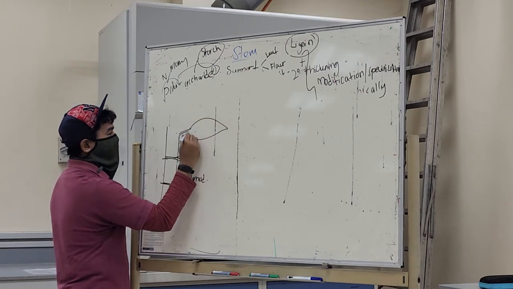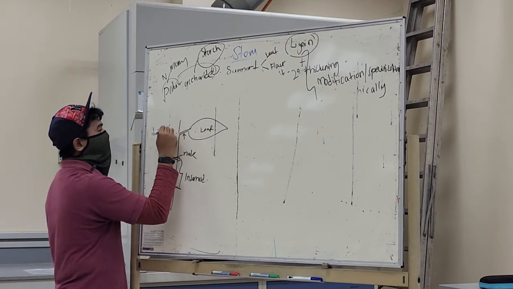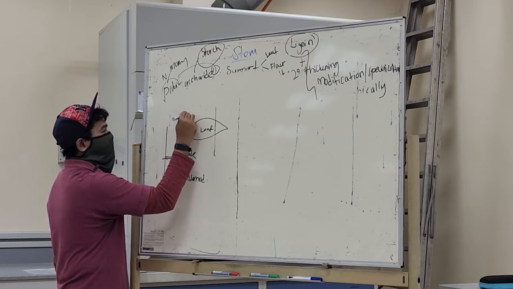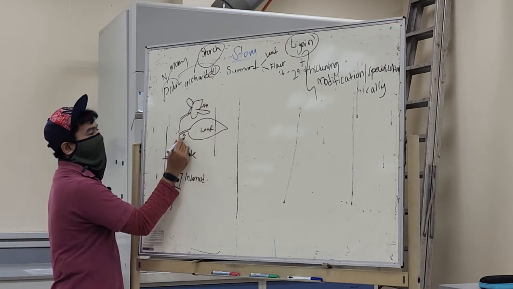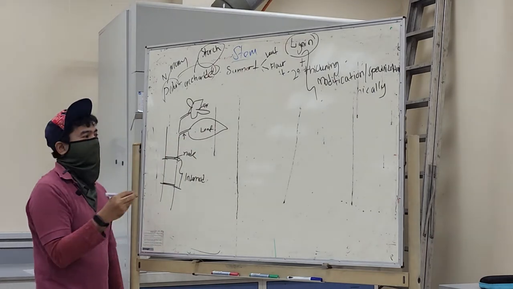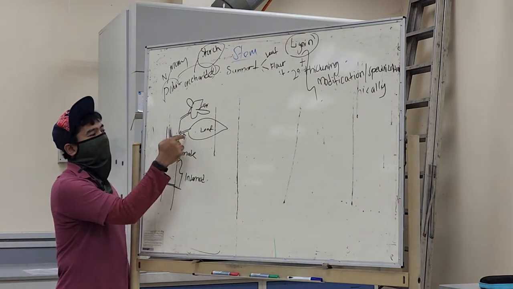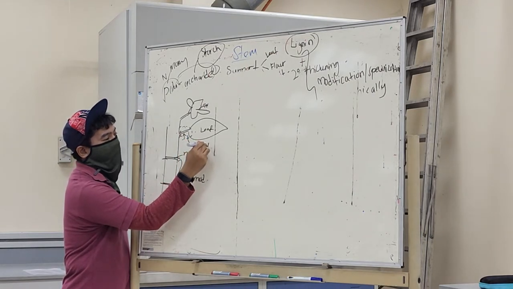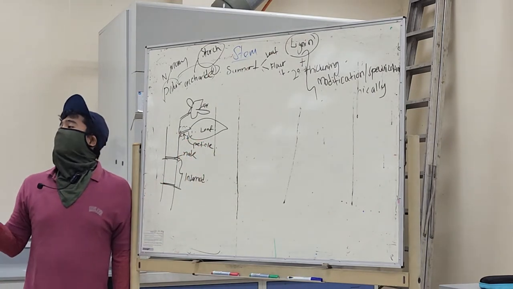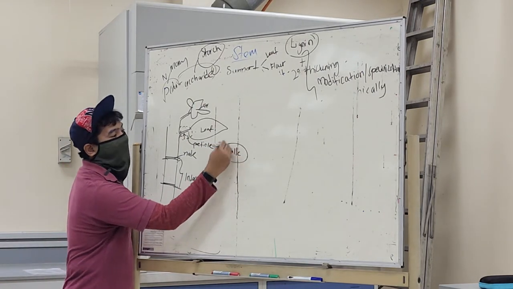If it's the attachment for a leaf, this stalk, you call it what? The stalk of a leaf. It's not stipule. Stipule is the small thing. This stalk, what do you call it? Tangkai daun. Petiole. That is the leaf stalk.